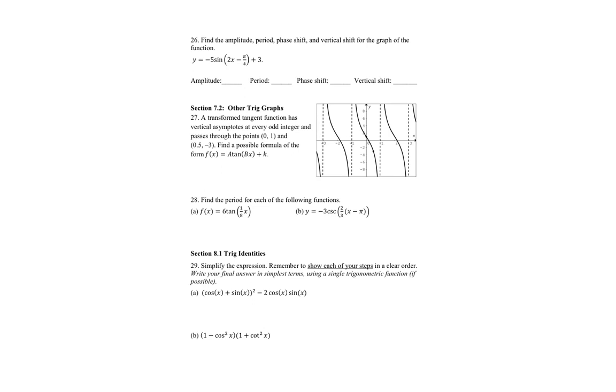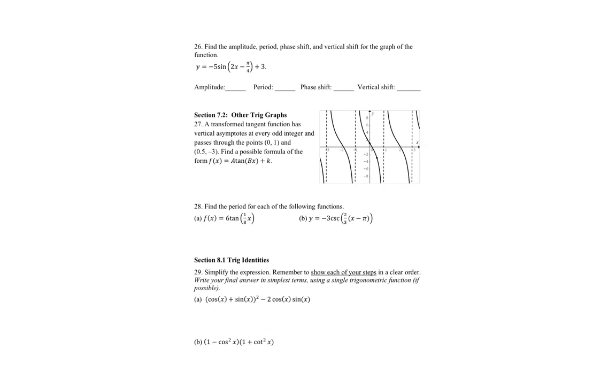Alright, so for number 26, it asks for an amplitude, period, phase shift, and vertical shift for this function. So our parent function is just a regular sine function, right? So we've got to look at what's being changed about this sine function. Well, first, we know that the amplitude is always out in front of the sine or the trig function. So our amplitude is going to be 5. It's always the absolute value.